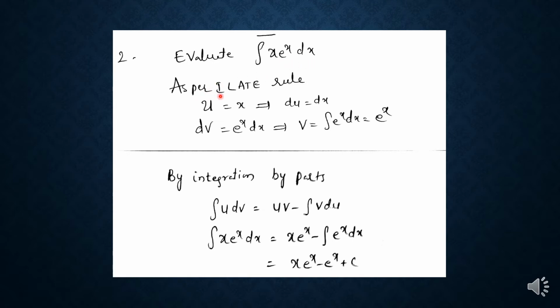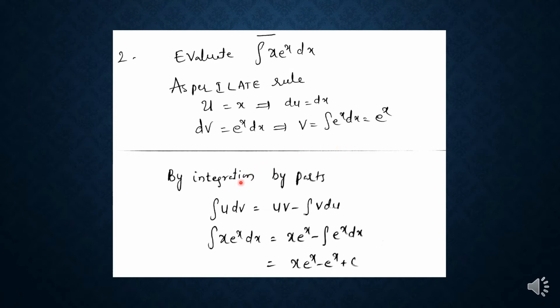So as per the ILATE rule, we have an algebraic function and an exponential function. In the algebraic and exponential function combination, the algebraic function comes first, then the exponential function comes. So the first function u is equal to x and dv is equal to e power x dx. Then differentiating with respect to x, du is equal to dx, and v can be obtained by integral dv is equal to integral e power x dx, that is e power x.